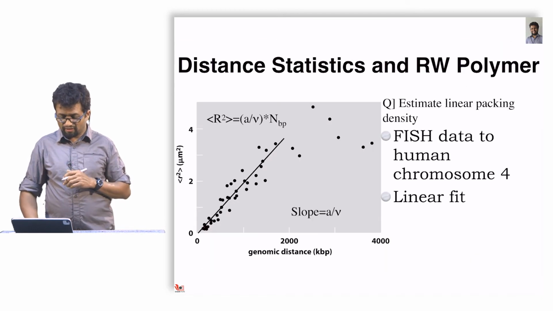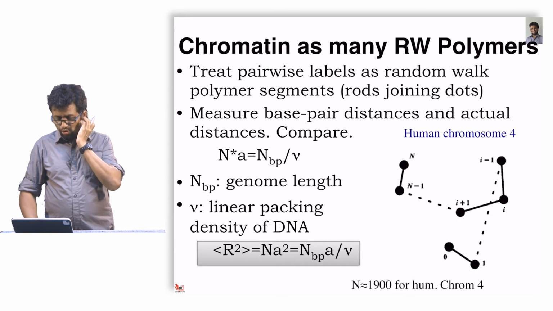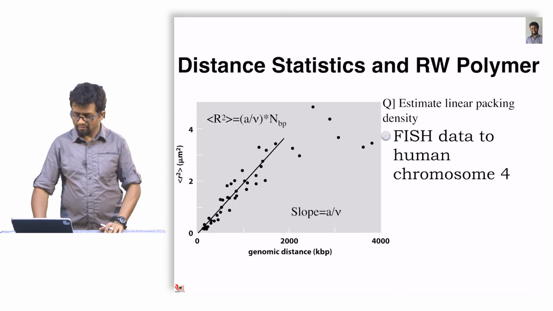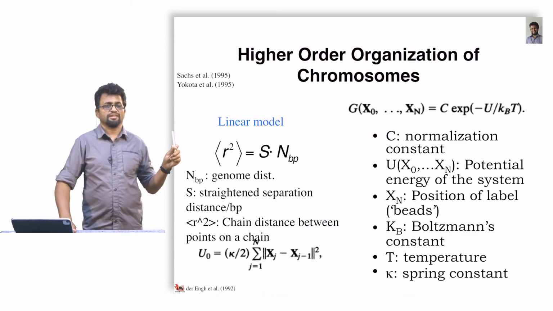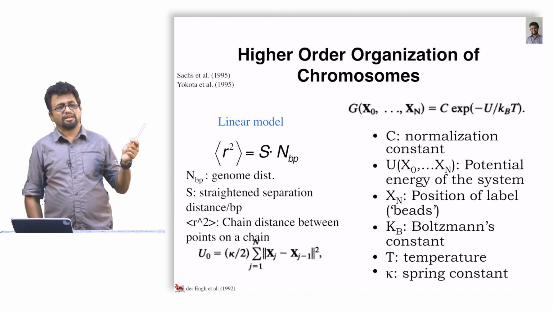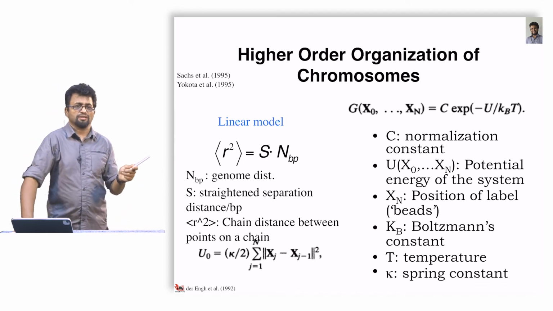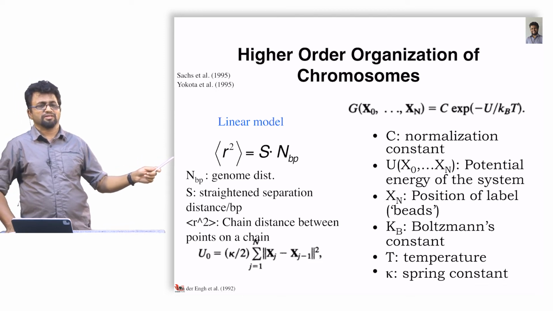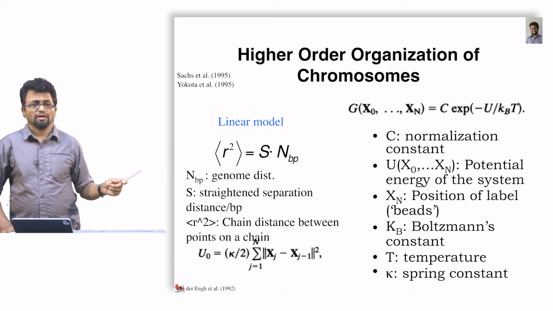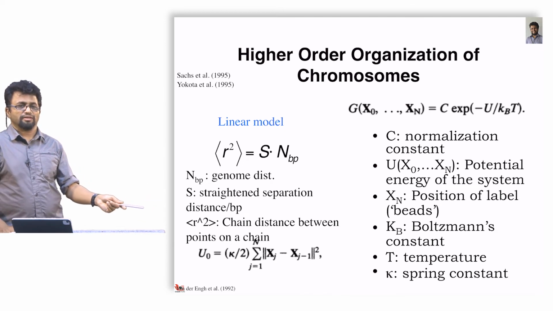the same folks and a few other groups went ahead to look at this higher order organization, which may exceed the kind of random walk polymer that we can expect. In such a case, the linear model tells us that the mean square displacement is S into n bp, where S is the straightened separation between n base pairs and r square is the chain distance squared.